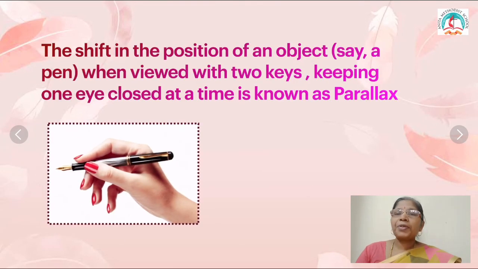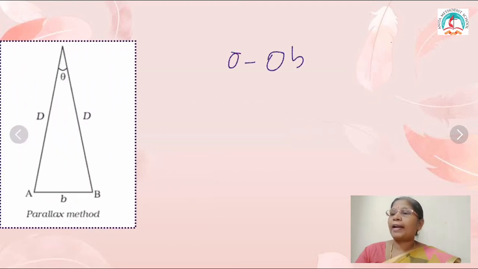The base. Okay, now I am taking a pen at two different positions and measuring the distance. In the first case, I close my left eye and see with the right eye, and note the position. In the second case, I close my right eye, open my left eye, and see the position of the pen. Automatically there is a shift in the position of the object when it is viewed with the two eyes, keeping one eye closed at a time. That is known as parallax. So you are measuring from two different positions. That is the parallax method.